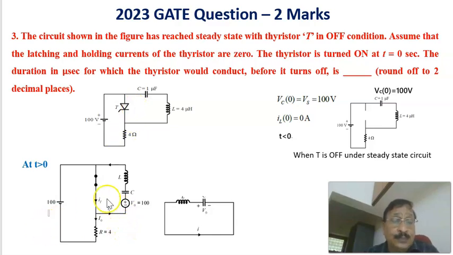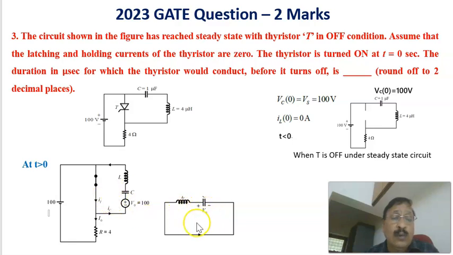Here the total current through the thyristor, IT, is equal to this current I0 plus this current IC. This current plus this current is equal to the total current IT. Once the current through the thyristor goes to 0, it gets turned off. Therefore, we have to find out the instant at which it gets turned off, that is, once the current goes to 0. Therefore, we have to first solve this loop, this LC circuit, to get the current waveform.